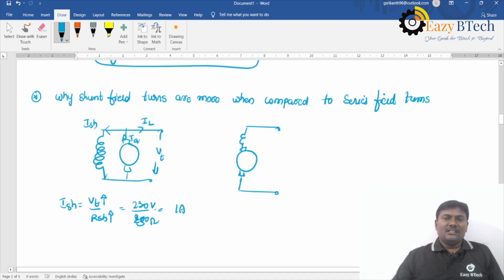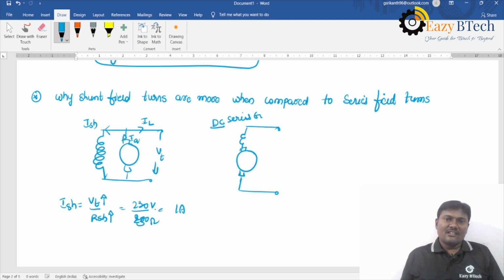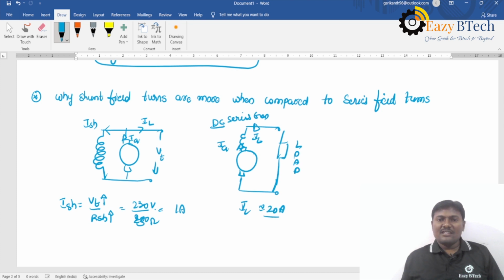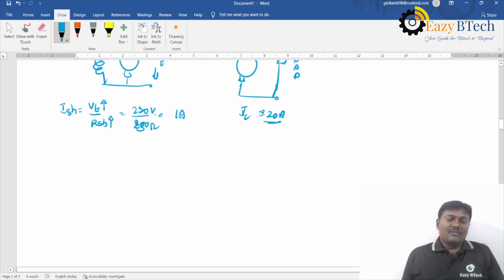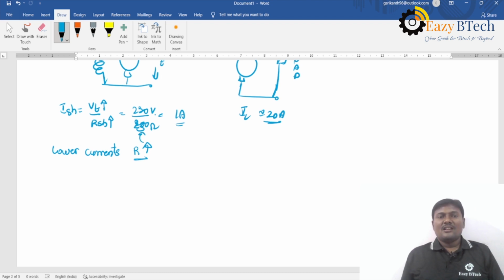But coming to the DC series generator, it carries a load current. And generally the load current is in the range of 20 amperes. The current will be very, very large. For lower currents, the resistance value is more. If you observe, the shunt field winding resistance is more.